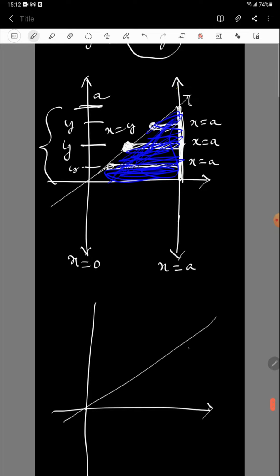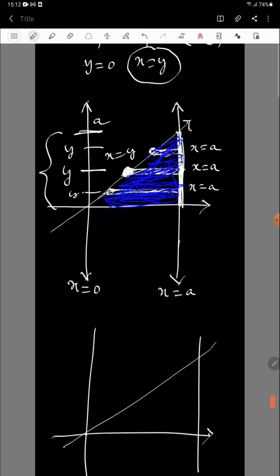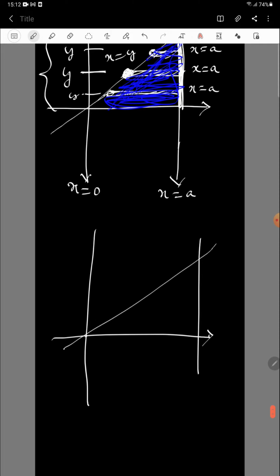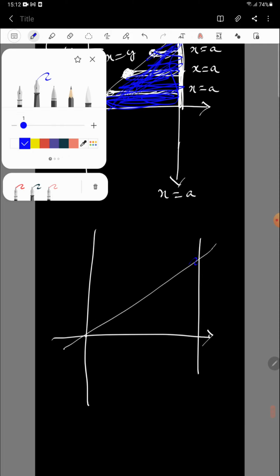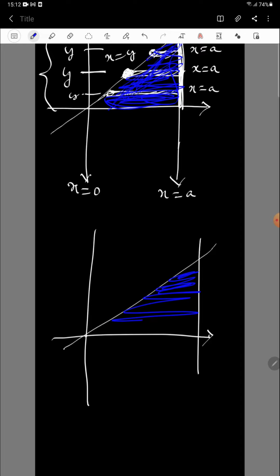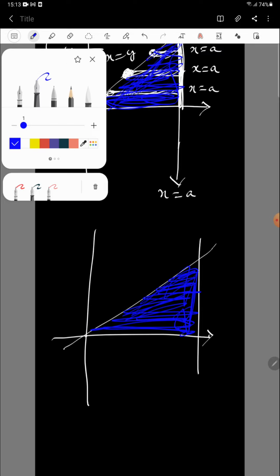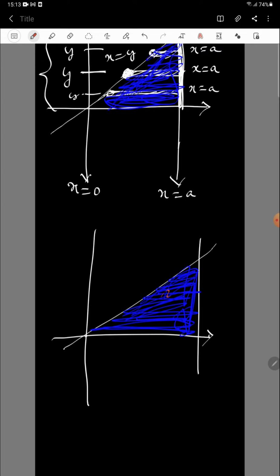Same region I will draw it. It is like this. So I will show you the region again. This complete region, this is the region. Now we have to get this region by taking a strip parallel to y-axis, because we need to integrate first with respect to y. I am taking a strip parallel to y-axis. Earlier there was a strip parallel to x-axis. So x was starting at y and x was ending at a. Now y is starting at 0 and y is ending at x.